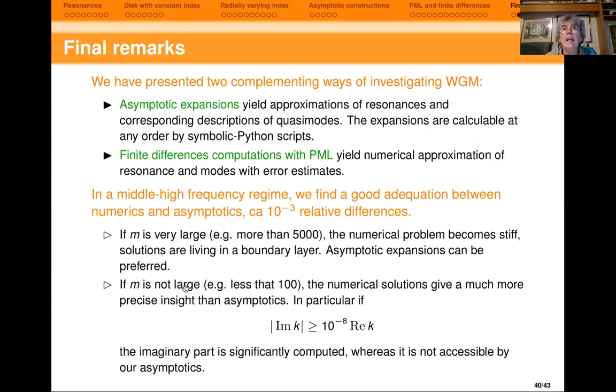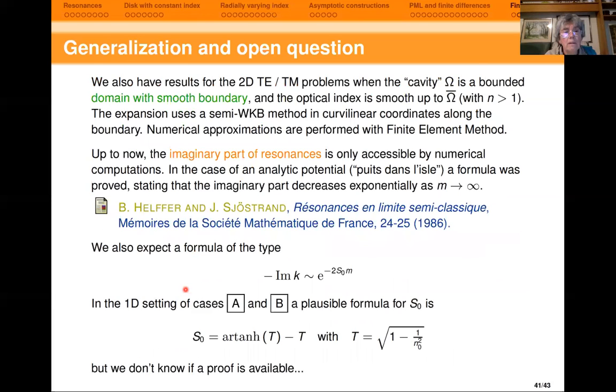If the M is very, very large, then the computation will have problems because you have a problem which is too stiff. But if it is too small, then the asymptotics, of course, will not give any reliable result, or they are not precise at all. And the most annoying thing concerning the asymptotics is that they don't give any information about the imaginary part. But numerics does that very, very precisely. And so my conclusion is there.